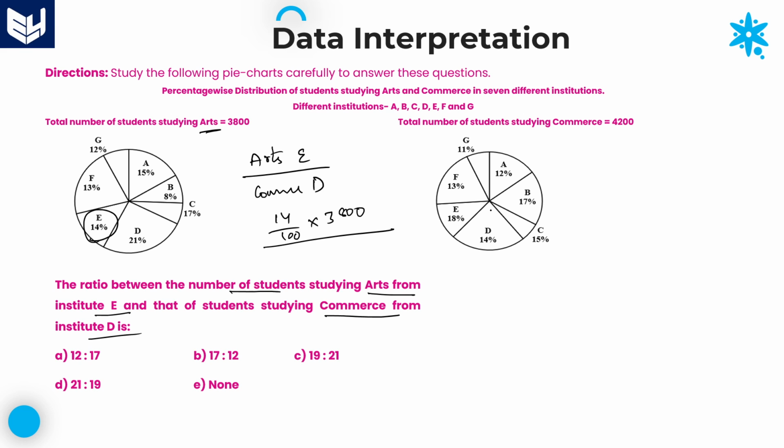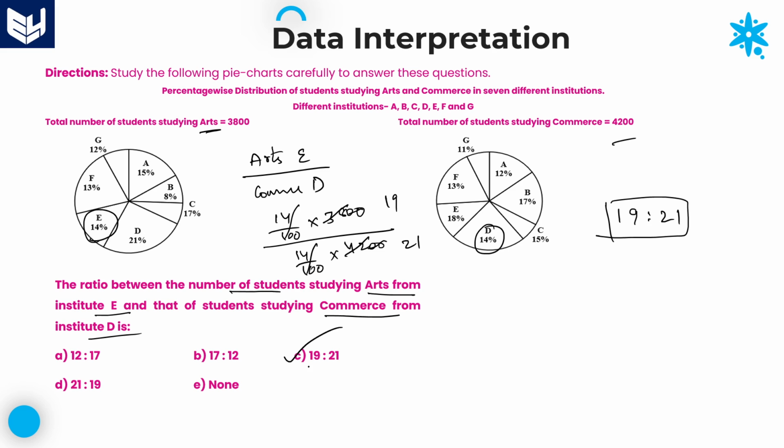And the denominator, Commerce Institute D, which is also 14%. 14% of the total value in commerce, that is 4200. Now, 14% will cancel. Two zeros cancel. And next, 2 nineteens, 2 twenty-ones. Therefore, the required ratio becomes 19:21. Looking at the options, option C is the right answer. 19:21 is the answer for this question.